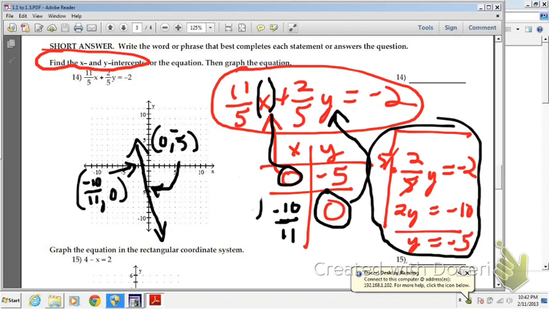Hope that helps. Just keep that general strategy where if you're trying to find x and y intercepts, you can make a little mini table where you're storing 0 in for x and y, respectively. Okay?